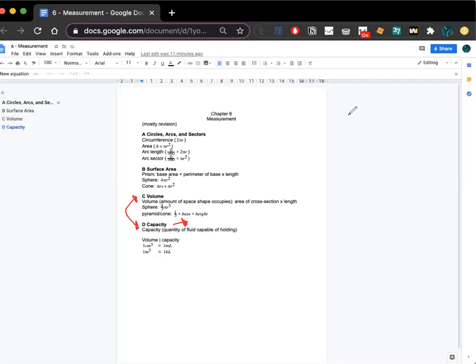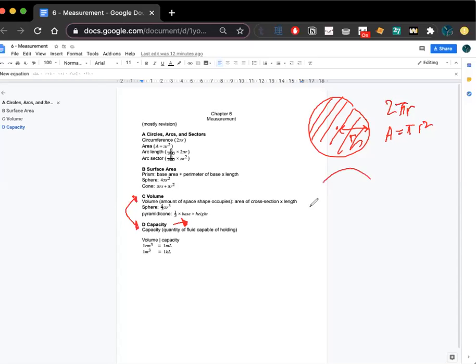Okay, so in a circle, you must know that if the radius is r, and you want to find the circumference or the perimeter, then it would be 2πr. And if you want to look for the area, this entire thing, then that would be πr squared.